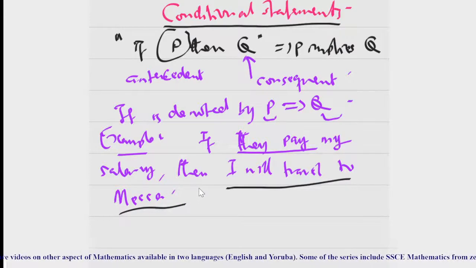The first one is the antecedent, that is, it comes before. That is the condition for me to travel to Mecca: if they pay my salary. Like I've said, the antecedent there is: if they pay my salary.